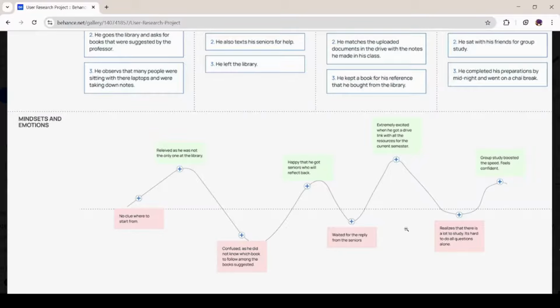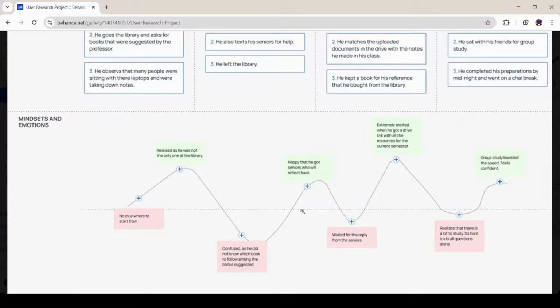See how these small points are also noted. Every point, every phase, it's just like you are in the shoes of the user. He's just waiting, and then he got it. Okay, he got some reply from the senior. He's excited. He got a Google Drive and everything. He just went to the room, but then he realizes there is a lot of study material again in the Google Drive, and he has a lot of questions while going through the previous year question papers or the notes. He has many questions, but he cannot do anything. He just got into some group study, boosted the speed, and he asked people with whom he was studying. He asked all the doubts he had.